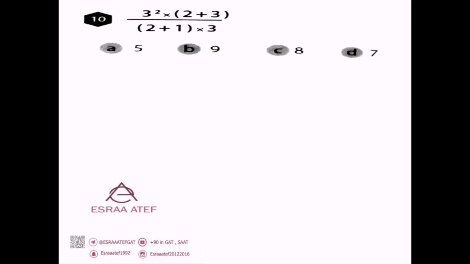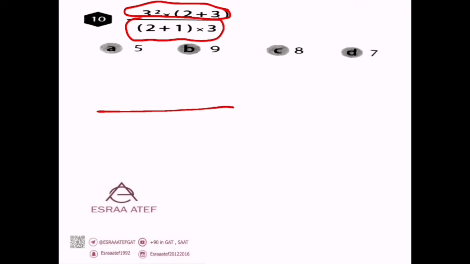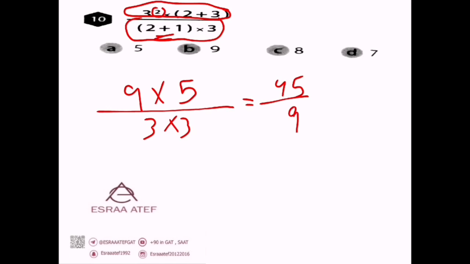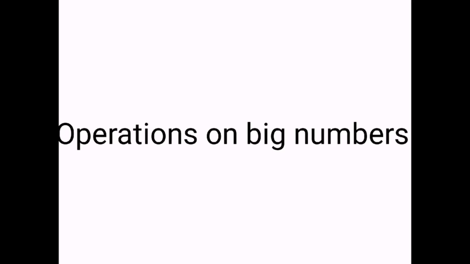Here it's more complicated, but it's very easy. We have division, so we will solve the upper part first and then the lower. In the upper part we have powers, so we will do them first, which is 9, times the brackets, which is 2 plus 3, which is 5. Down below we have brackets the same, which is 2 plus 1, it will be 3 times 3. So 9 times 5 will be 45 in the upper part, and 3 times 3 will be 9. So 45 divided by 9 will be 5. We will do the same steps.